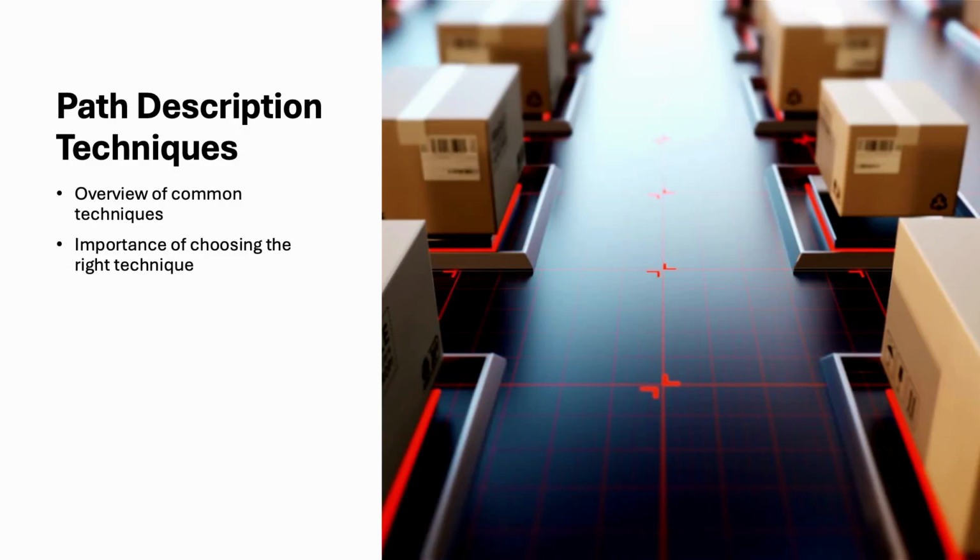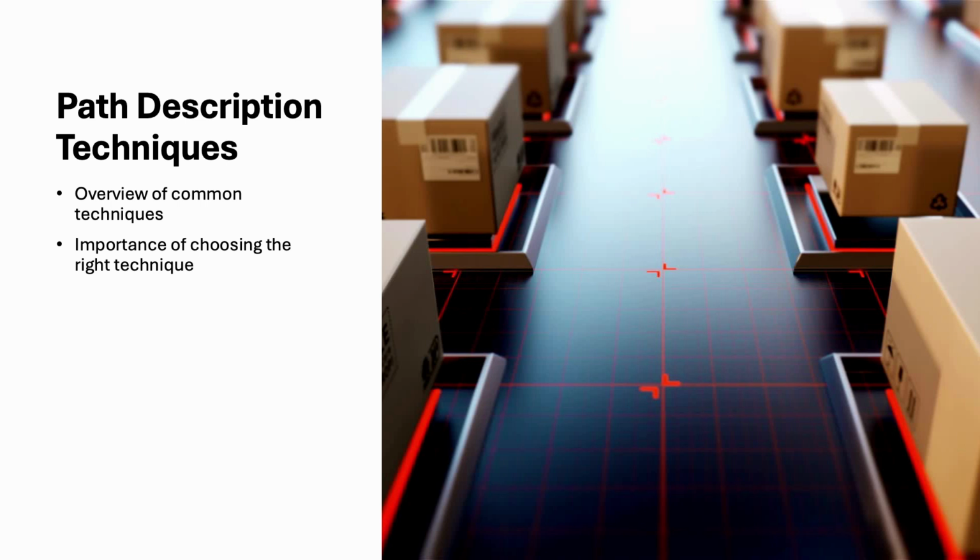The path description techniques. Let's look into the overview of common techniques, with the importance of choosing the right technique. Path description techniques in robotics are methods used to define and represent the route that a robot should follow to navigate from one point to another. These techniques vary in complexity and application depending on the environment and the specific requirements of the task.